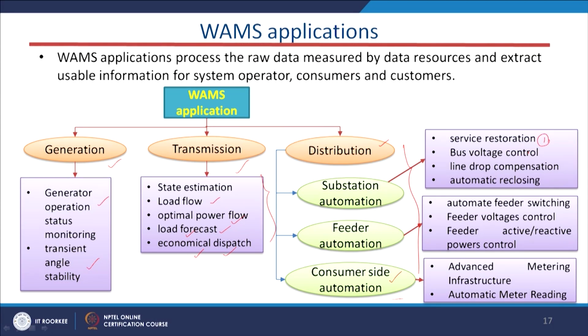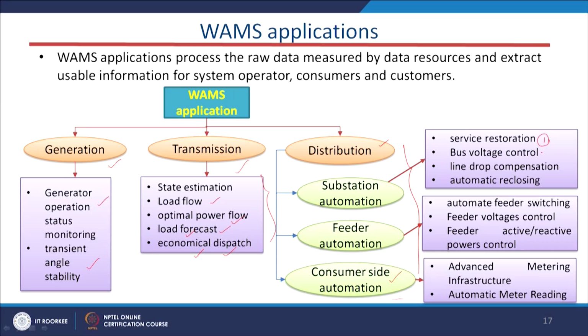Coming to the first part, the substation automation part, the first component is service restoration. Sometimes, after the fault inception, we have to reconnect the circuit to the main circuit, or bring back the service, so that the customers will get supply after a certain time period. Those types of service restoration techniques can also be improved using this WAMS technology.